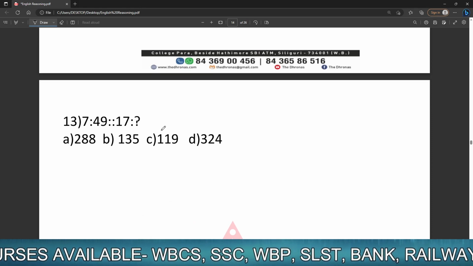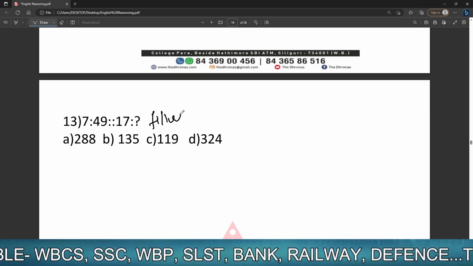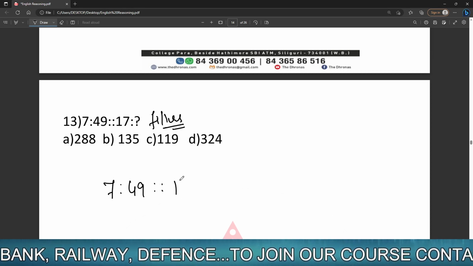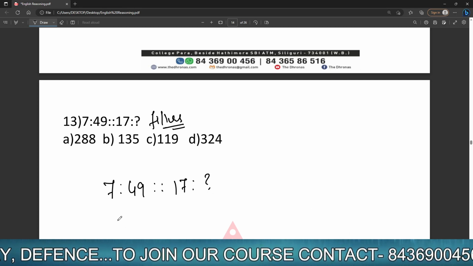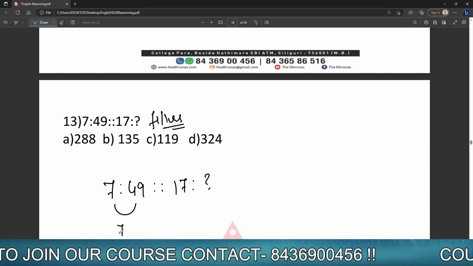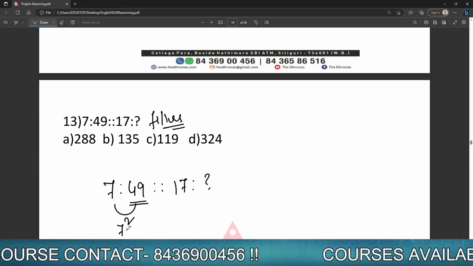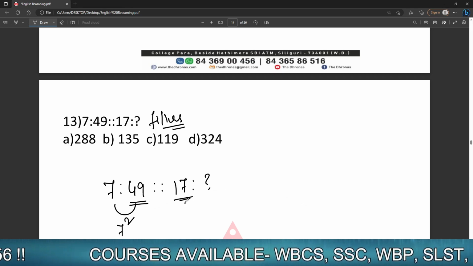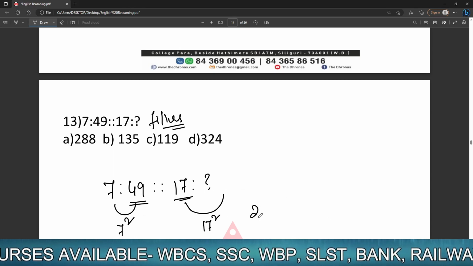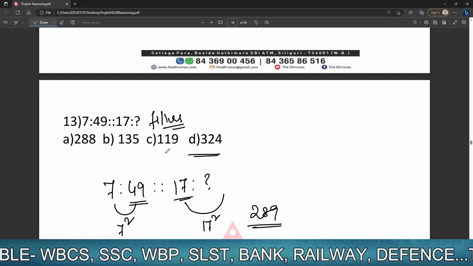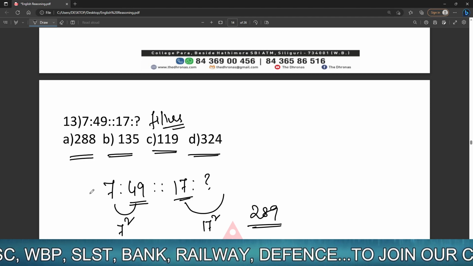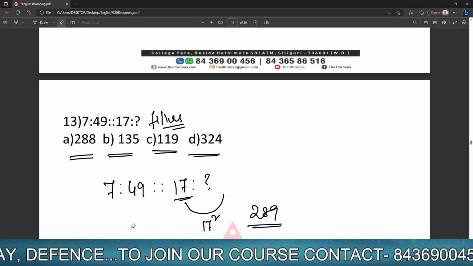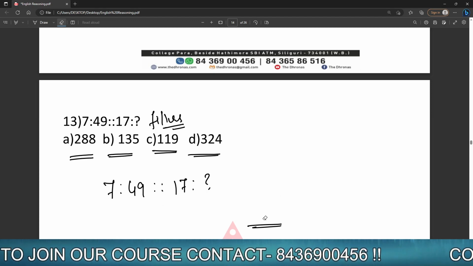Okay. The next question is also about fillers. What is given? 7:49 is 17:what? We can see it is 7 square 49. If you also think that 7 square is 49, you can also see 17 square, that is 289, but there is no option for 289. That means there is some other case going on in this question, so we just have to crack it.